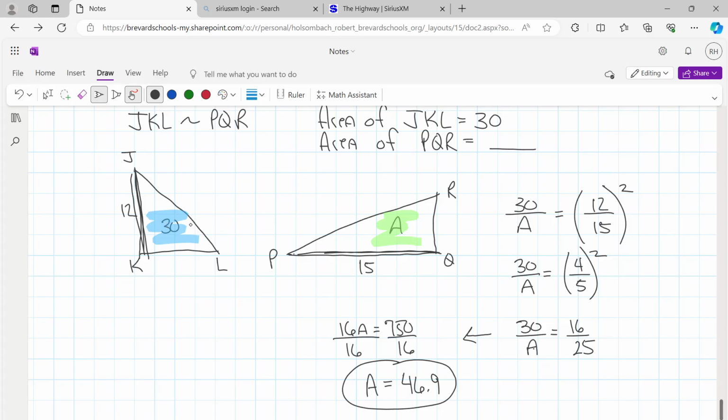Area of one shape over the area of another shape is equal to the scale factor squared. Make sure you put your scale factor in simplest form. And remember that anytime you square a fraction, that means you need to square the numerator and the denominator. When you square a fraction, you have to square the numerator and the denominator.